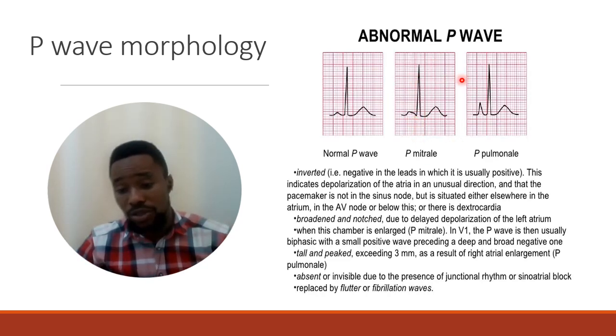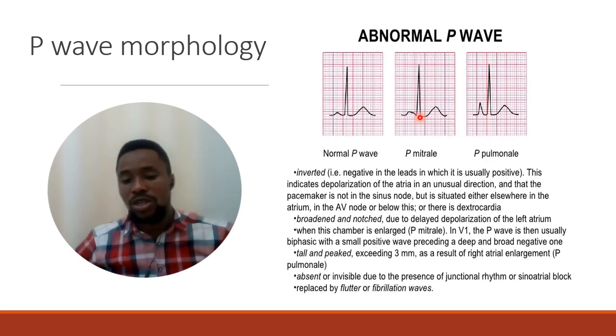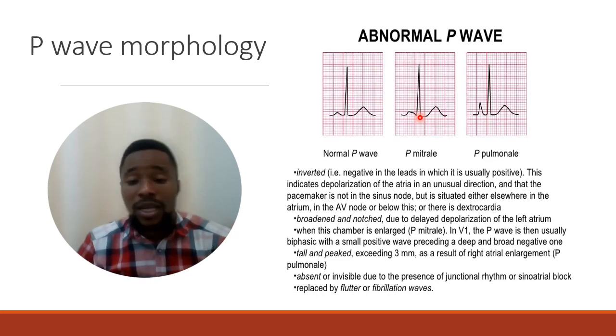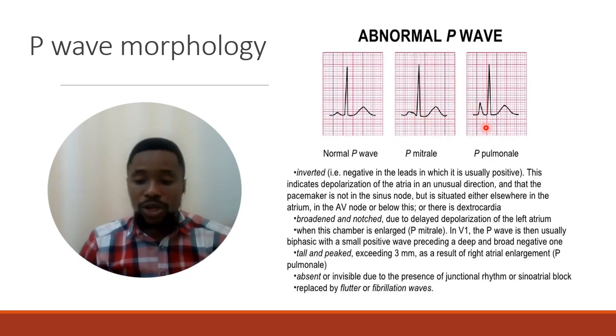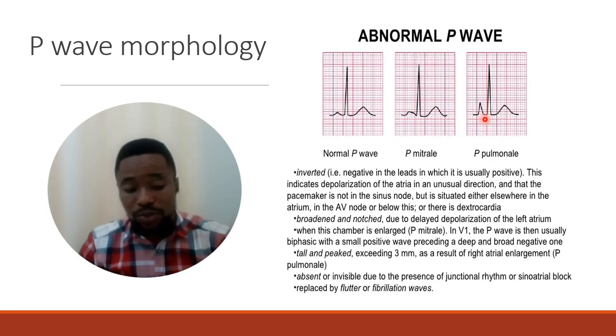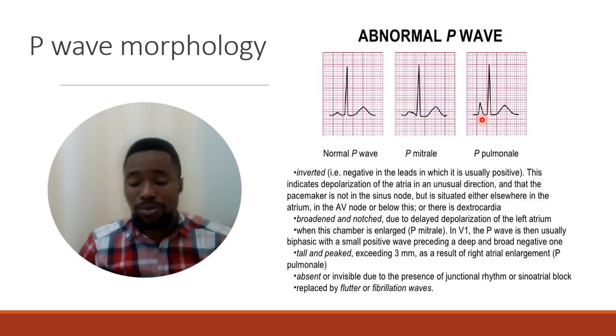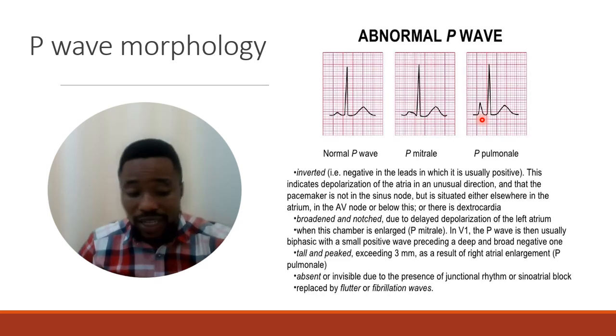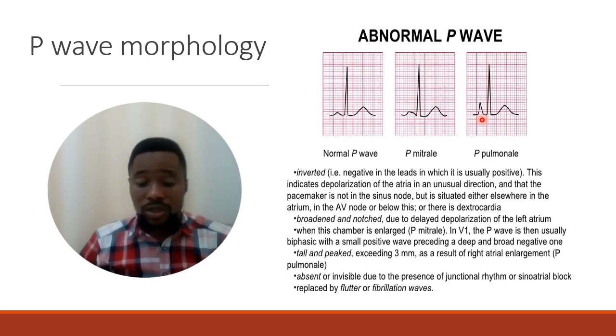You can see an example here on the screen. If you count the small boxes here, it's up to about 5. It's more than 2.5 small boxes, so you say the P wave is wide, and that is left atrial enlargement or P mitrale. Now, when your P wave is tall, more than 2.5 small boxes, you'll be thinking of P pulmonale, which is right atrial enlargement.